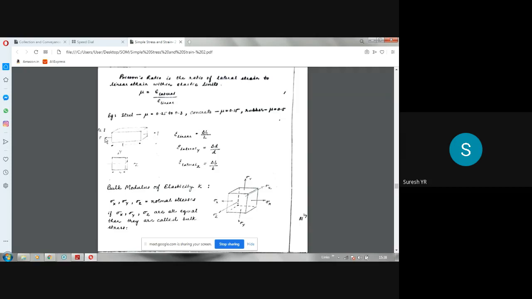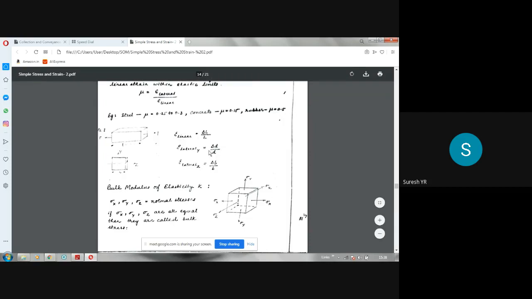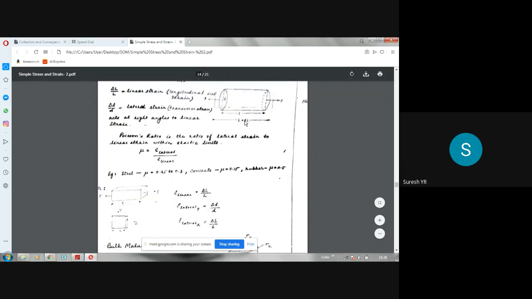One linear strain is delta L by L, that is epsilon linear. But for lateral you have two strains here. In the case of a circular rod, what happens? Diameter will be there in both directions. So this is also diameter, this is also diameter. Whereas in the case of a rectangular bar, one will be breadth, another will be depth. So they may be equal or they may not be equal.